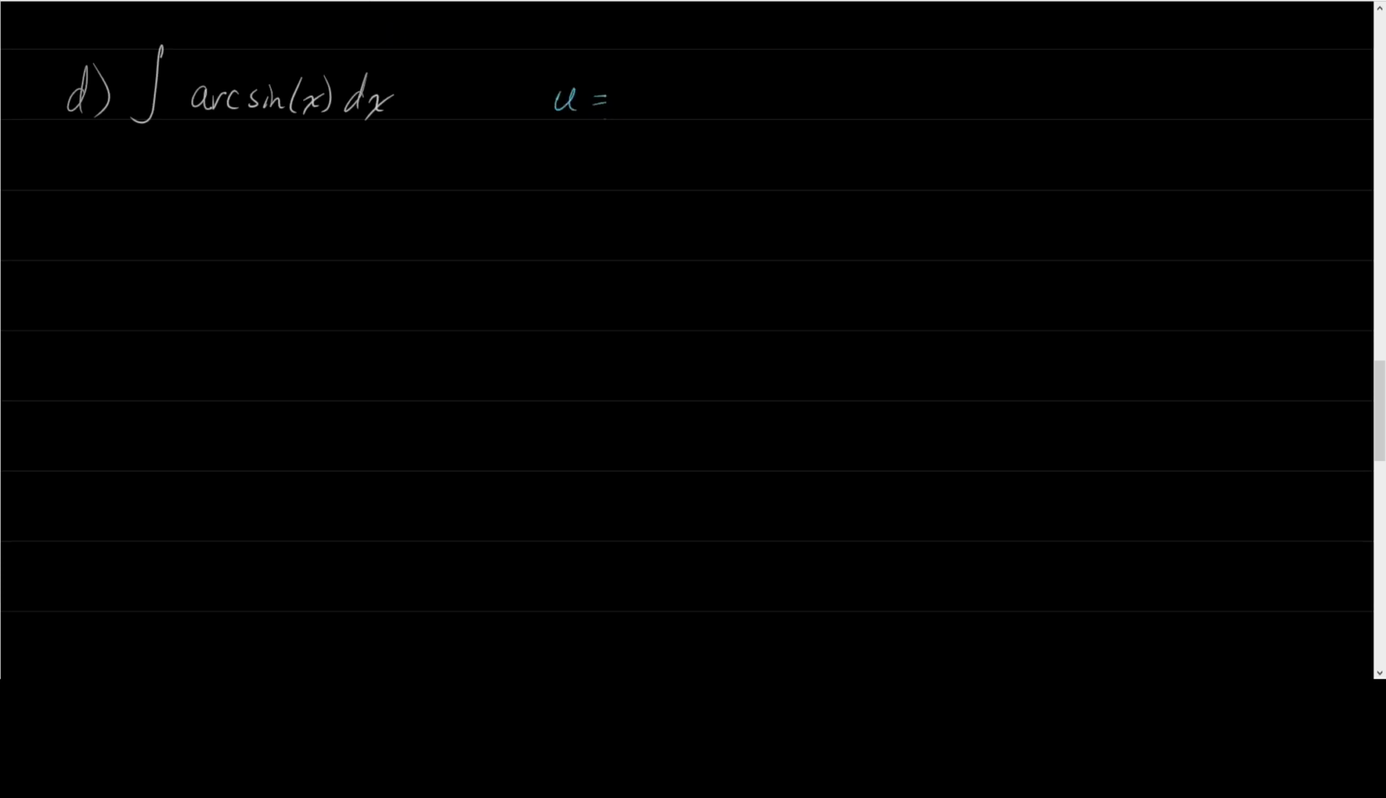So I want to start with, well, what should u be? Well, if you recall from LIATE, the I stood for inverse trig, and we have inverse trig here. So I'm going to make that our u, arcsine of x. And then dv would be everything else. So in this case, it's just dx. And solving for du, I end up with 1 over the square root of 1 minus x squared dx. Solving for v here, I end up with just x.